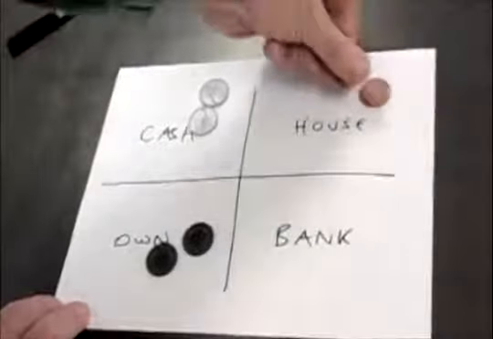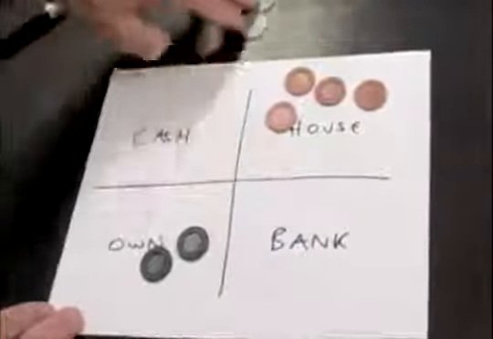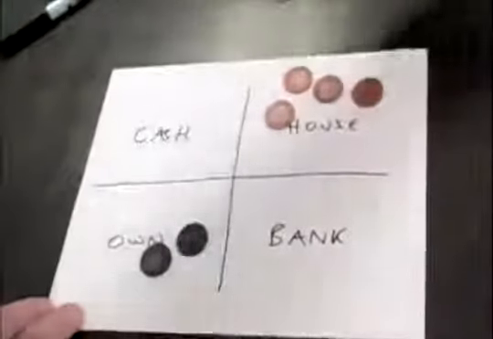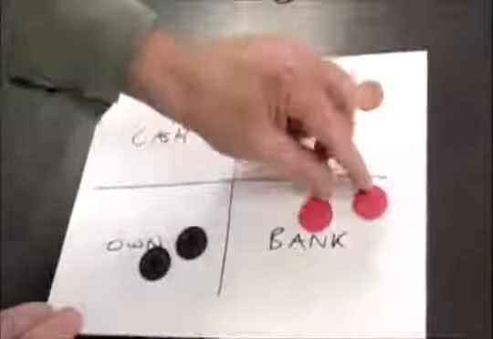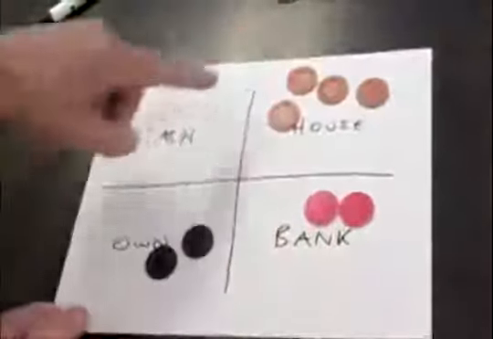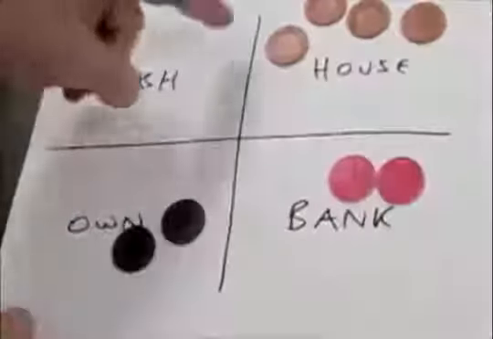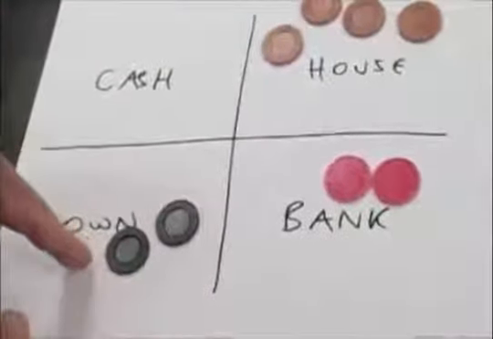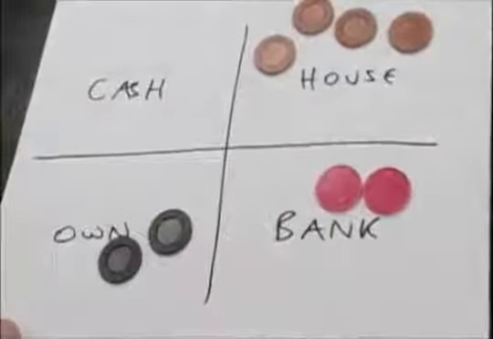Here's the value of the house that you want to buy. So you're going to put in $200,000 in cash, but you're going to have to borrow the other $200,000 from the bank. So now you have in your possession a house worth $400,000, but your equity portion of that is only half of it. The bank owns the other half.